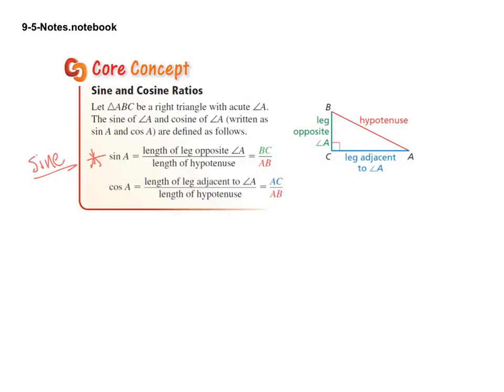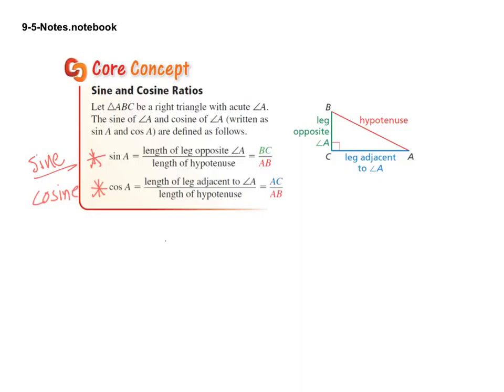Okay? If we want to find the cosine of angle A, again, this is cosine, written C-O-S-I-N-E. We're going to take the leg that's adjacent to angle A, this one, and put it over the hypotenuse.